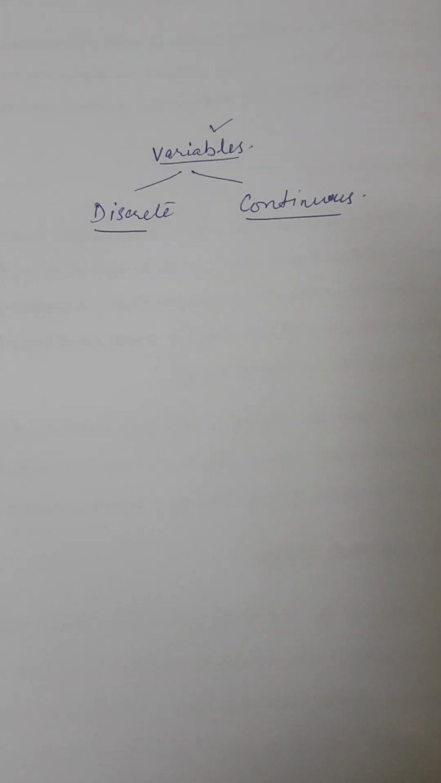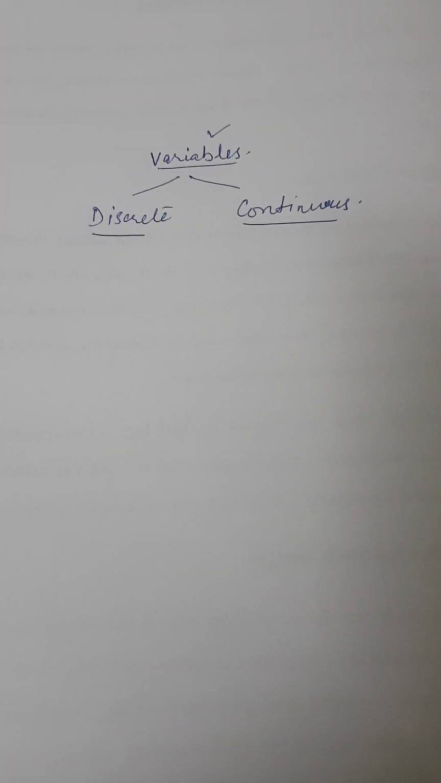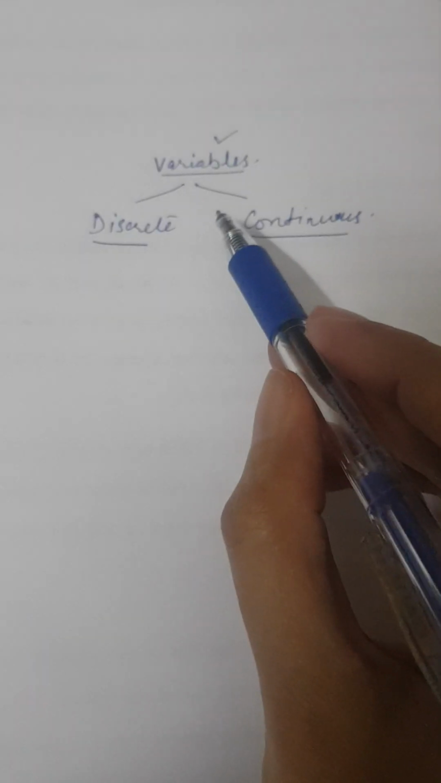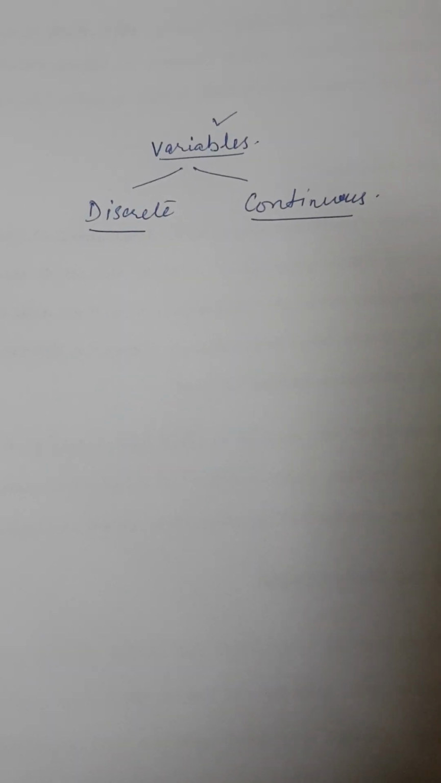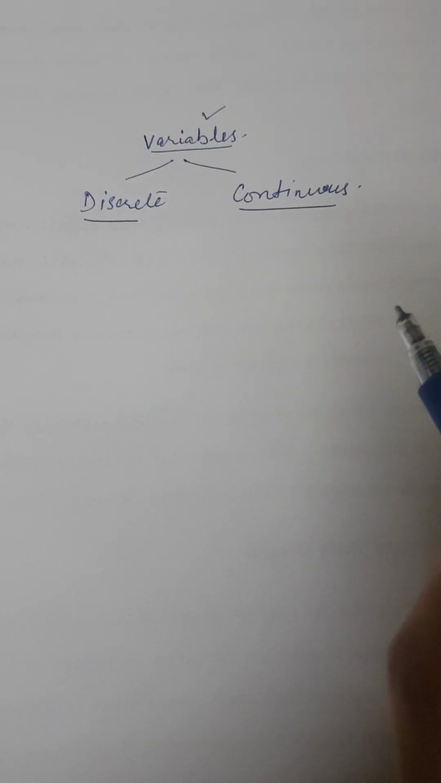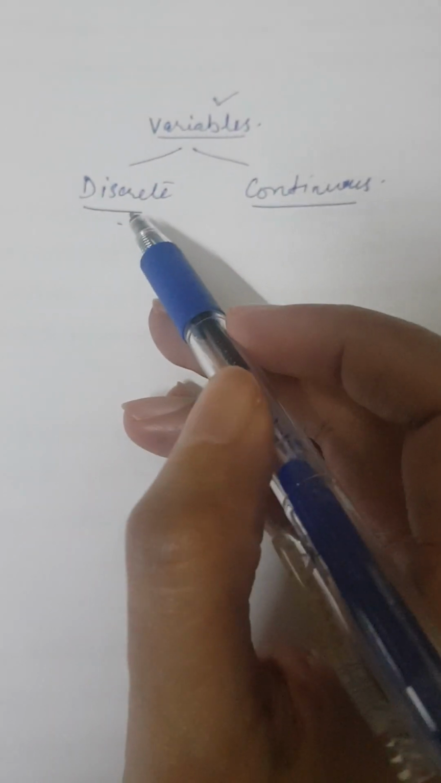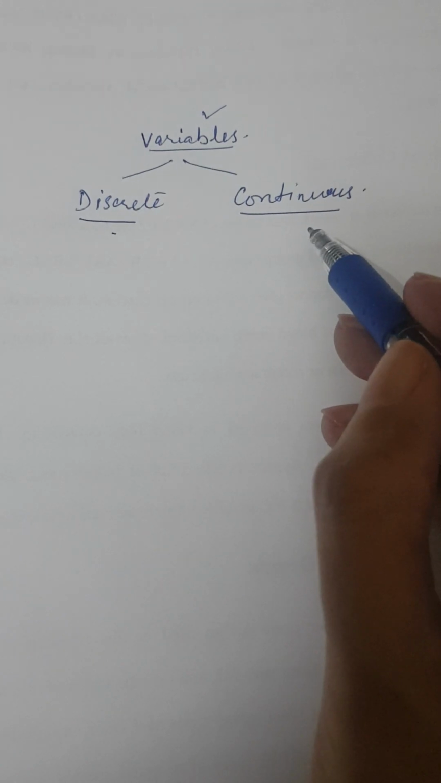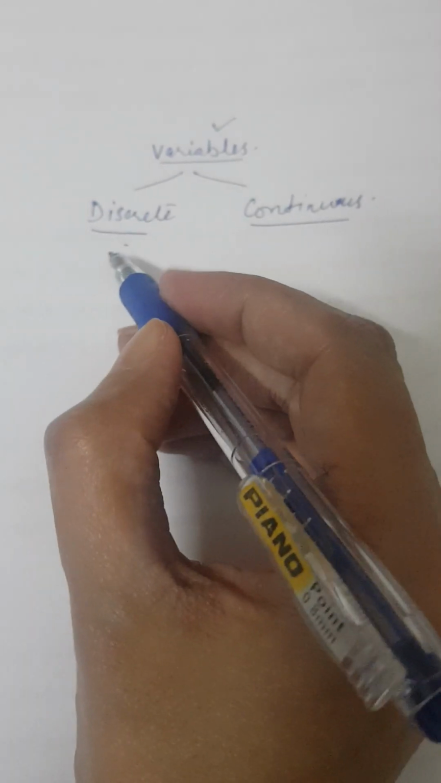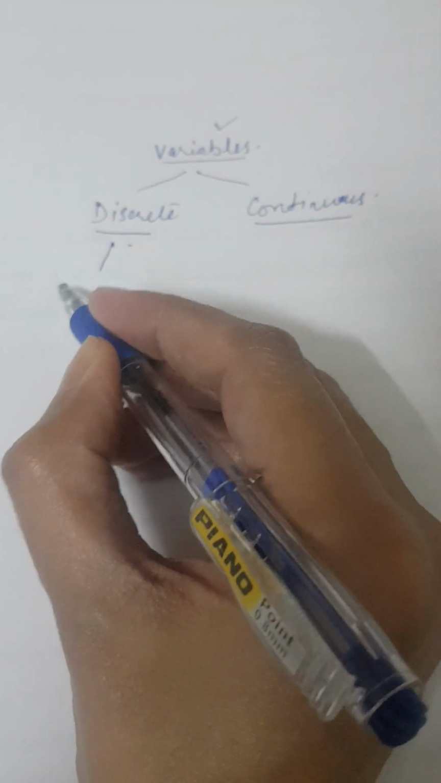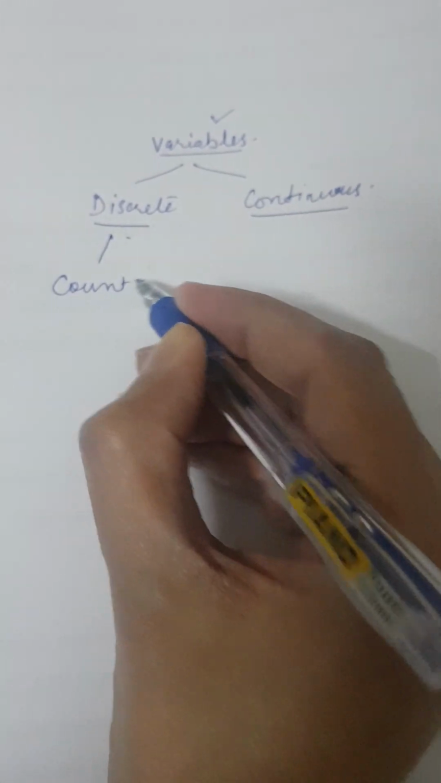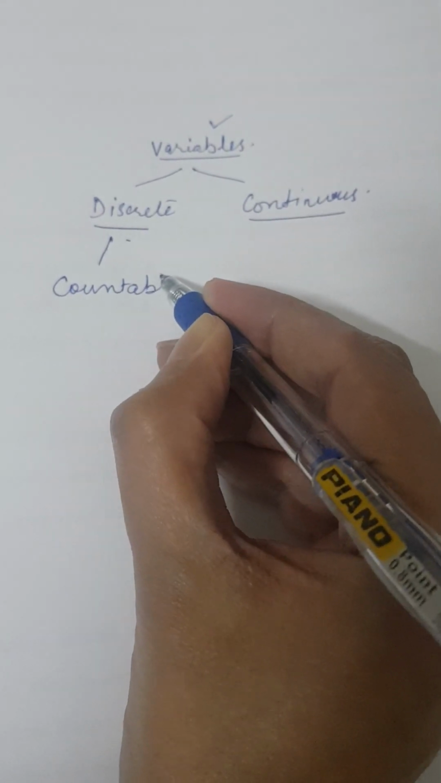Now, for the variables which are used in research, a clear concept about the types of variables is very important. Otherwise, it's very difficult to attempt their MCQs. Now, to simplify things, the variables are discrete and continuous. Always remember that the discrete variables are those which are countable, which we can count.